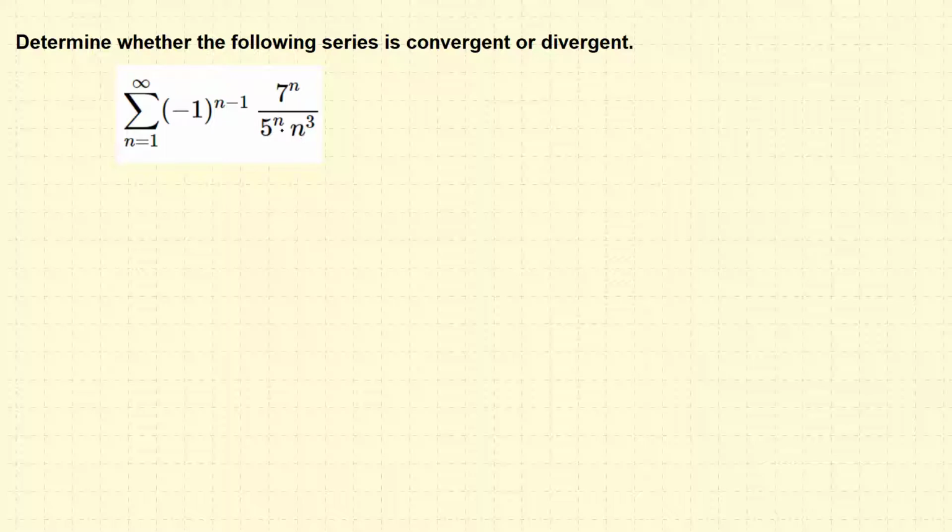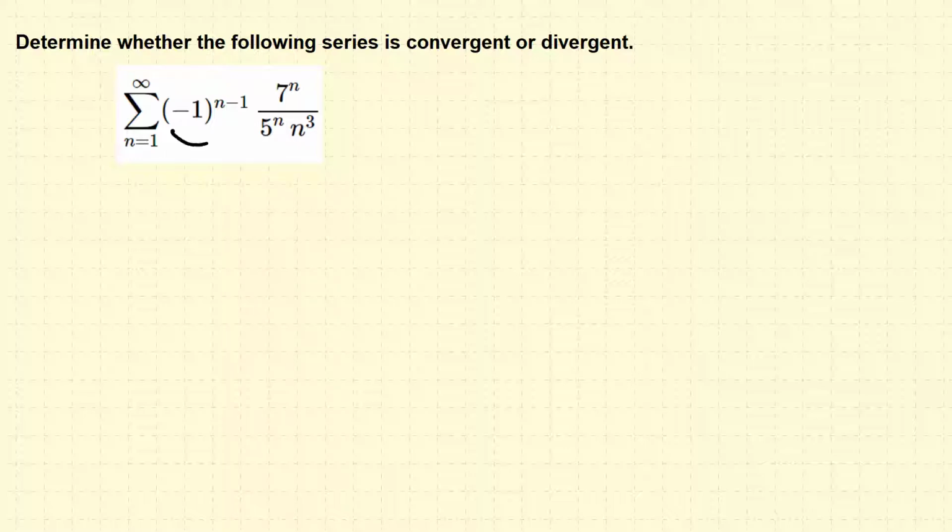we need n cubed and 5 to the n. We need to use the ratio test. Okay, if we only had 7 raised to n and 5 raised to n, we could have used the root test, but here it's the ratio test.